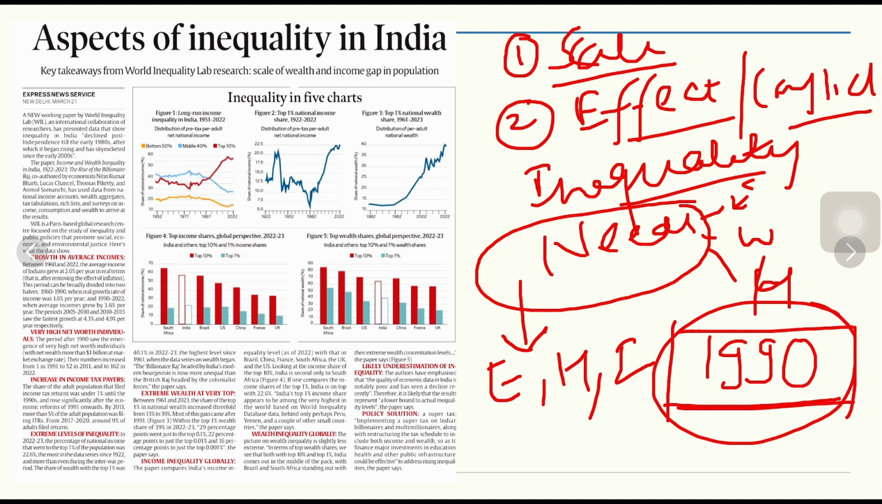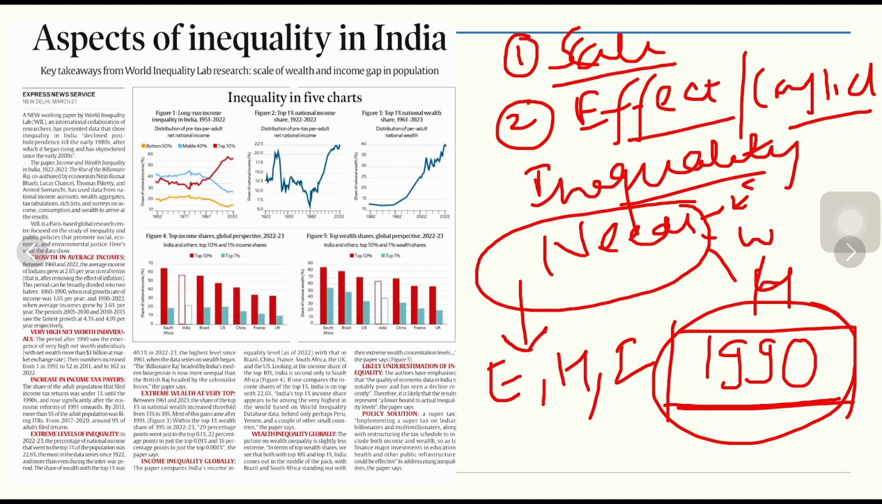It is the highest level seen since 1961. So this is also one of the extreme levels of inequality. Now comes another factor, that is extreme wealth at the very top. Between 1961 to 2023, the share of the top 1% in national wealth increased threefold, from 13% to 39%. So when it increased threefold, this creates its own set of challenges.